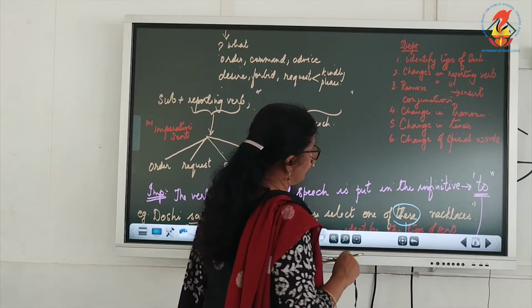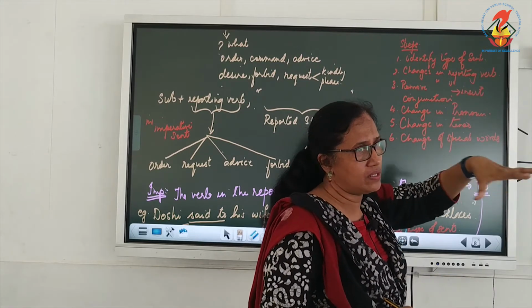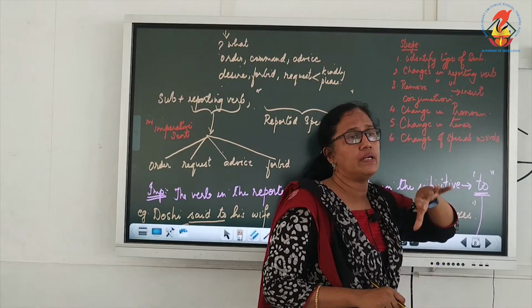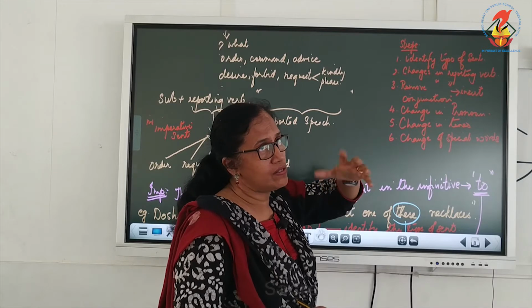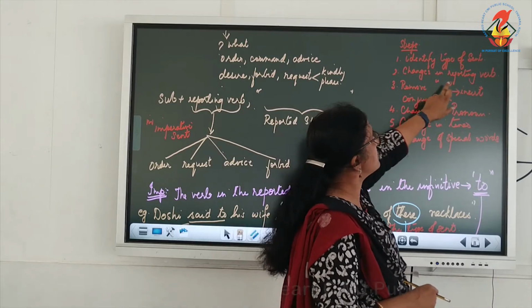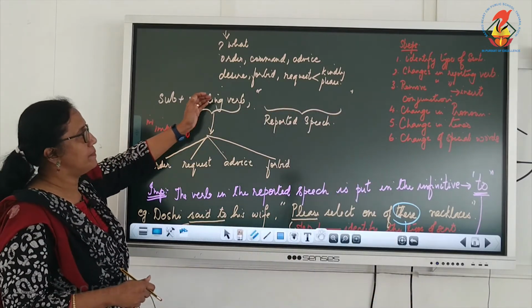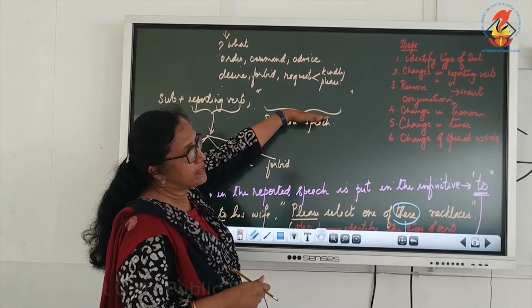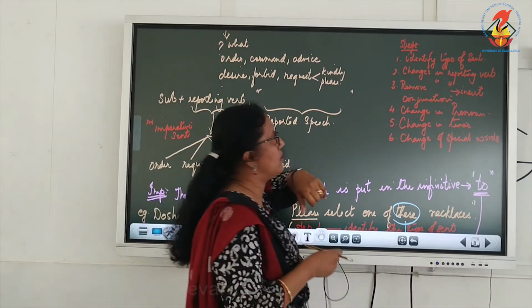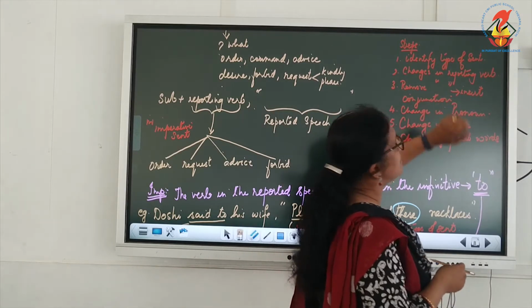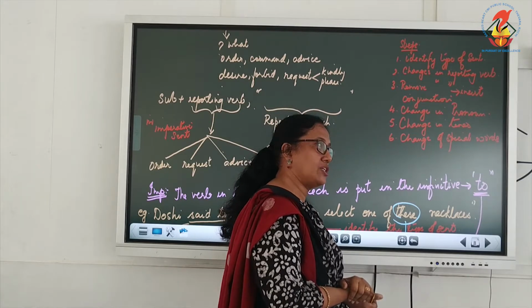I have written it here. The first one is you have to identify the type of sentence. Now in this topic we are dealing only with the conversion of imperative sentences. Then, changes in the reporting verb. Depending upon the type of imperative sentence, we are going to replace it with the corresponding suitable word. Then we will remove the quotation signs and replace them with the conjunction that.